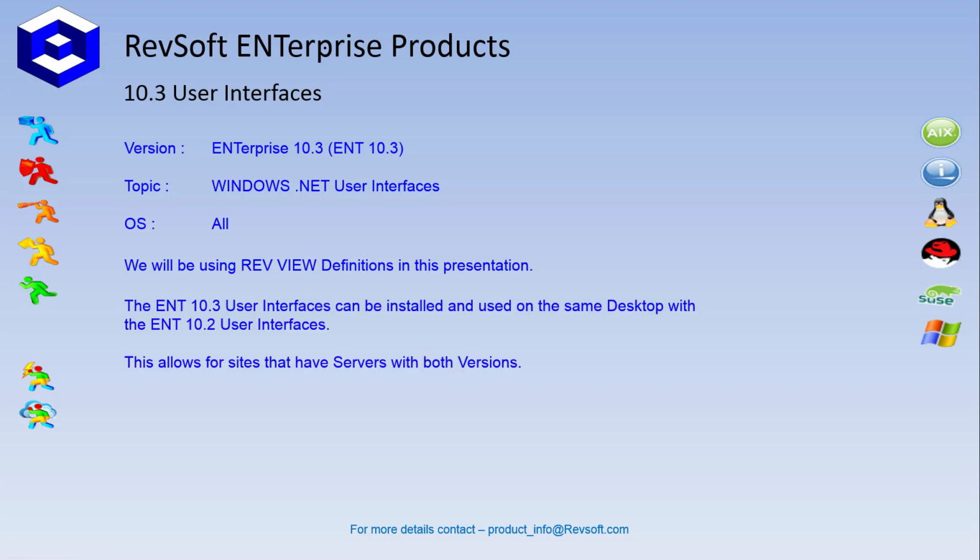The Enterprise 10.3 .NET user interfaces can be installed and used on the same desktop with the 10.2 user interfaces. This allows for sites that have servers with both versions installed, but you can manage them all from the same desktop you're currently using. You can see the Enterprise 10.2 icon. That's what you've been used to seeing on your desktop and Windows taskbar. The 10.3 is exactly the same, but it has a yellow 0.3 in the top right hand corner. Although after seeing this demonstration, I think you'll be able to notice the clearly distinctive differences between 10.2 and 10.3. So let's get on with the 5 changes.